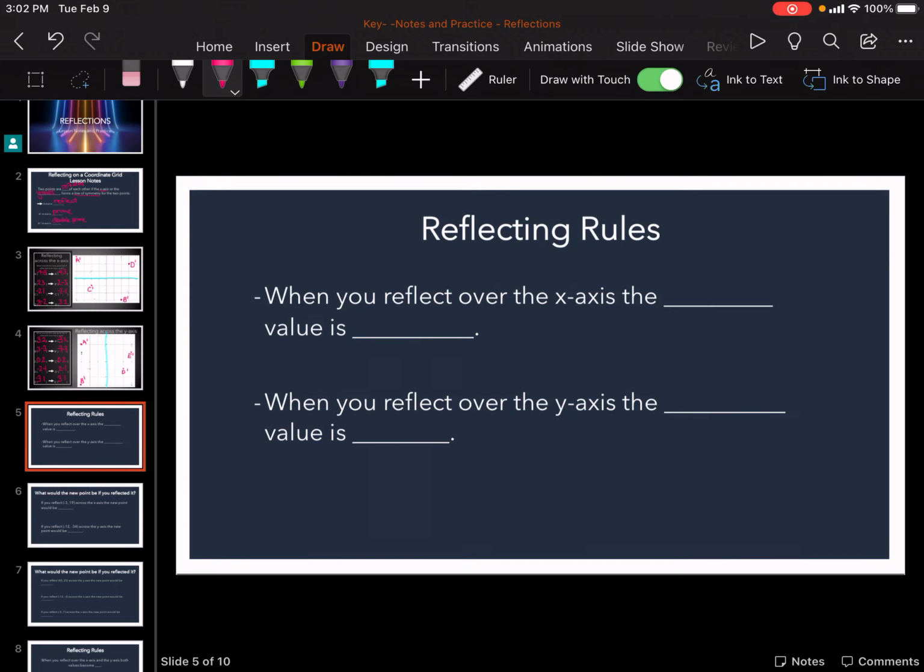So let's look at some rules. When you reflect over the x-axis, the y value is opposite. And remember, opposite, it's going from the positive to the negative or the negative to the positive. It's not absolute value. When you reflect over the y-axis, the x value becomes opposite.